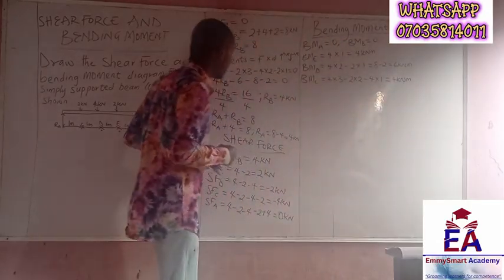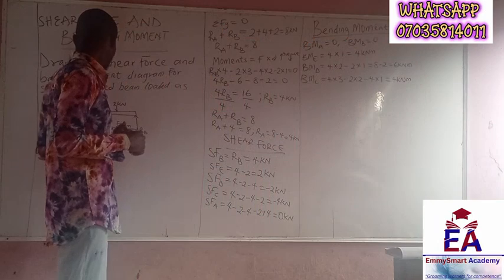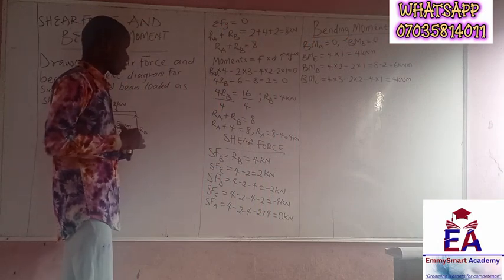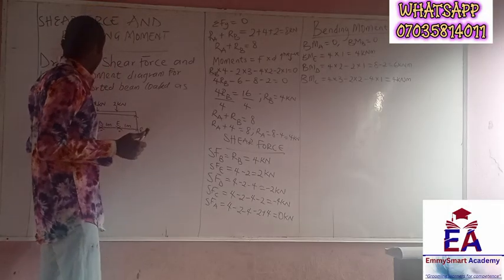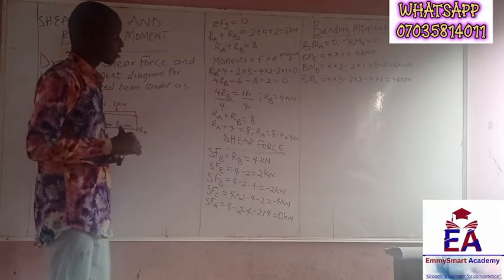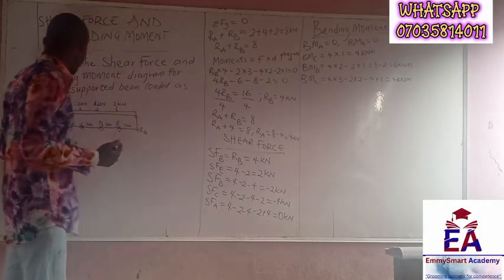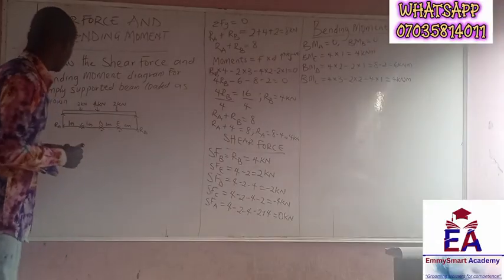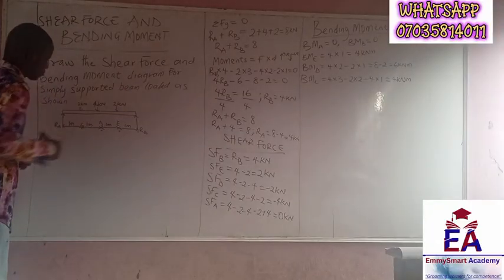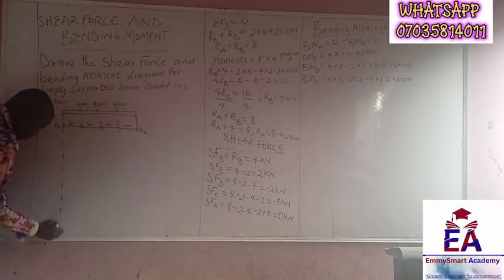So we said that the bending moment at point A is equal to 0. That is basically what it is. So you can confirm that that's the answer by doing one or two things. Putting it together, you get it. Okay, let's draw the diagram.